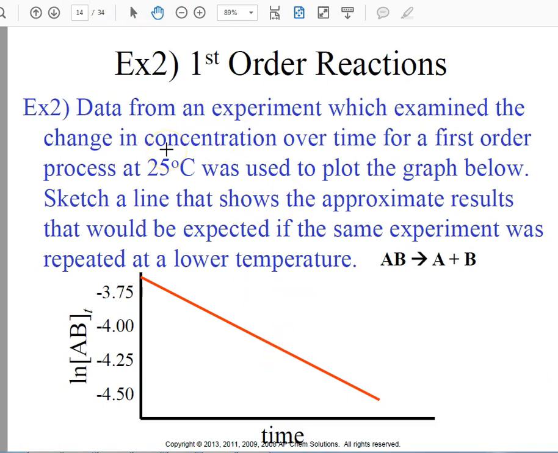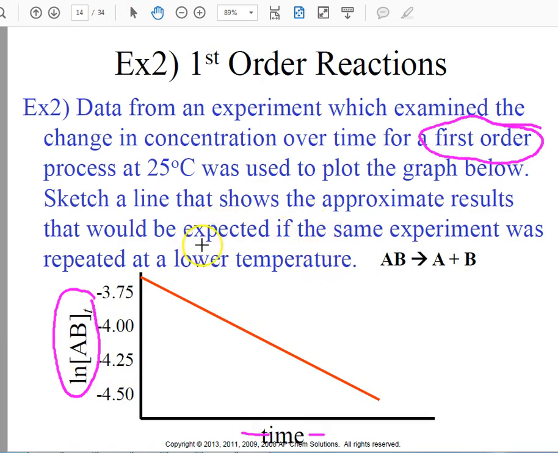All right, let's look at another example that involves first-order reactions. We have data from an experiment which examines the change in concentration over time for a first-order process. When you read stuff like that, you want to note it. Okay, first-order process at 25 degrees Celsius, and it was used to create the plot below. So look right here, natural log versus time is making a straight line, so it must be first order. Okay, that's an important relationship.